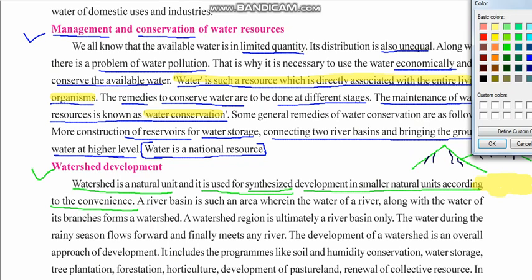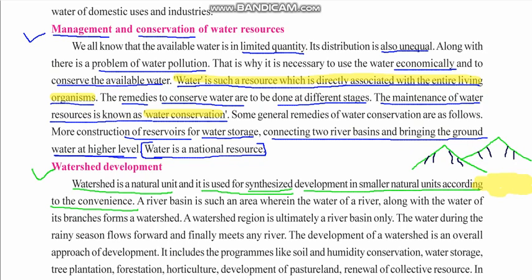A type of canal or flow is being built in such a way that it is connecting all these rivers, and that water is directly channelized into the main source or the main basin of the river. Okay, and this is called watershed development, to channelize the water of small rivers into bigger rivers and collecting it.